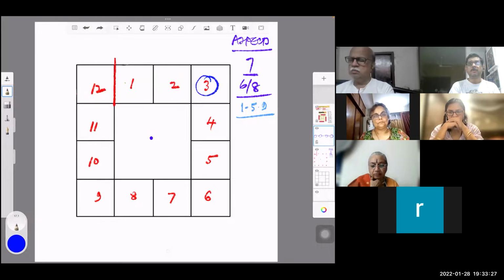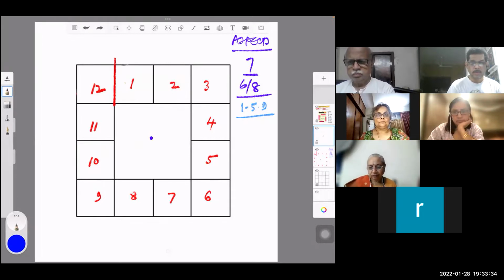Okay, all clear? Chipra, Samja? Yeah. Rashmi, are you understanding? You are not on camera, so I cannot make out whether you're there or not.